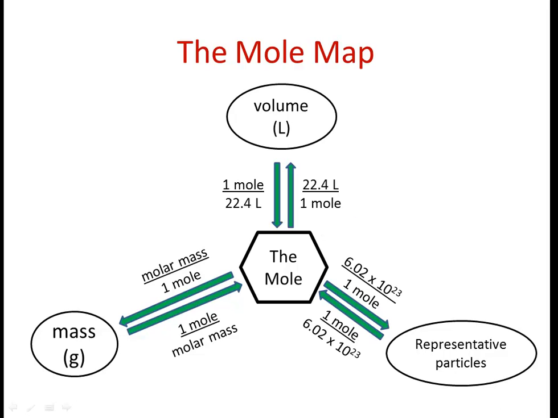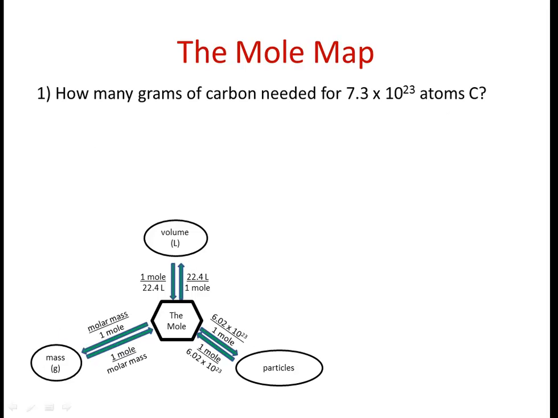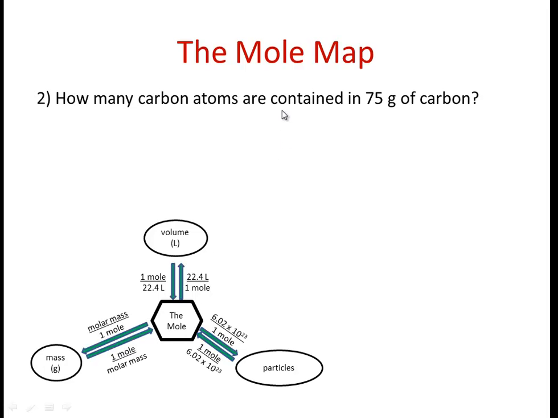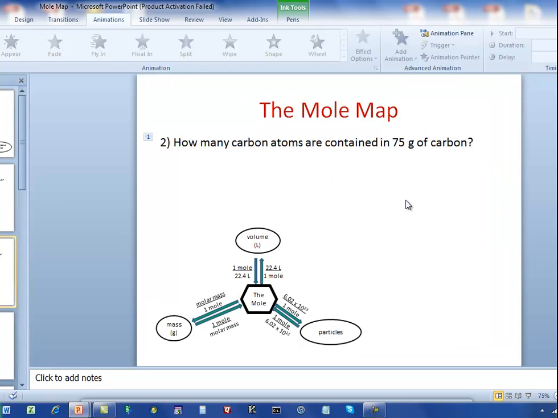Let's look at a problem. What I've done is I've shrunk the mole map down over here in the lower left-hand corner, and let's take a look at an actual problem. In the course of working the problem, we'll demonstrate how the mole map is used. Okay, let me adjust my screen here a little bit. Okay, this problem: How many carbon atoms are contained in 75 grams of carbon?